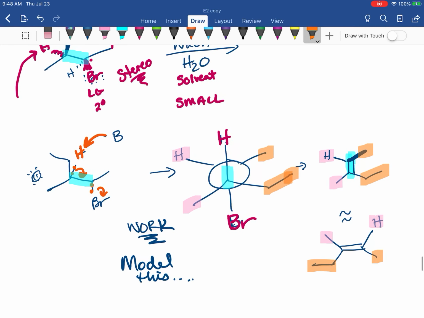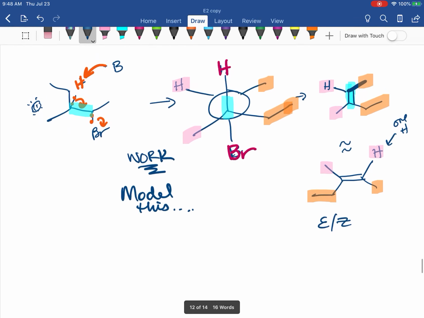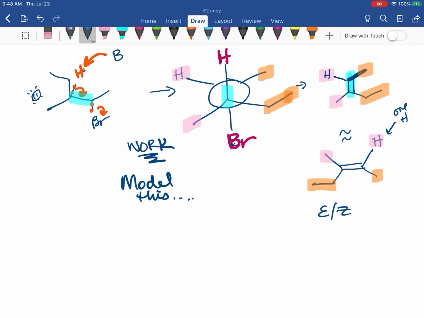Okay, now one last thing. This is what makes E2 some of my favorite problems. Is this cis or trans? Huh, it's neither. Do you notice we only have one hydrogen? So we need to use a different naming system, and that is called our E and Z system. So let me show you how to do that, and then we'll stop our video.